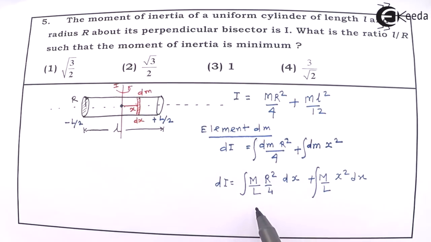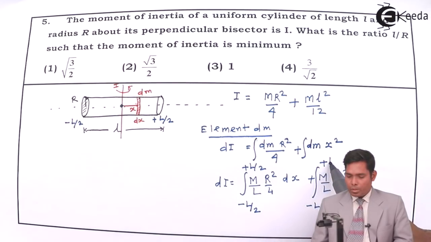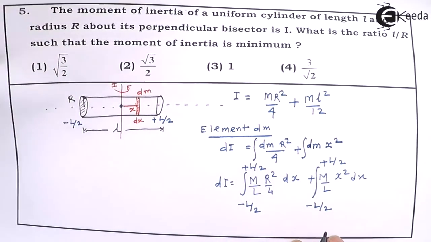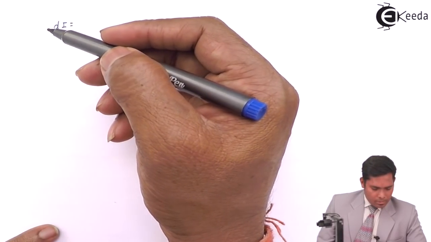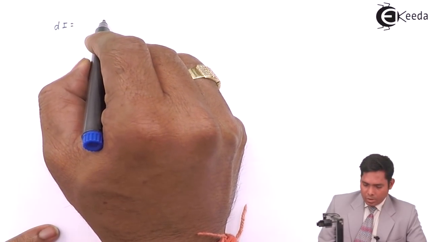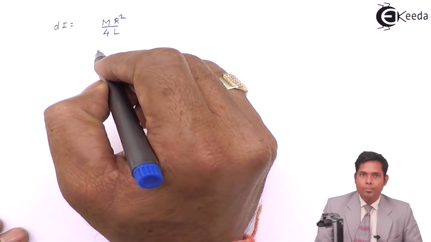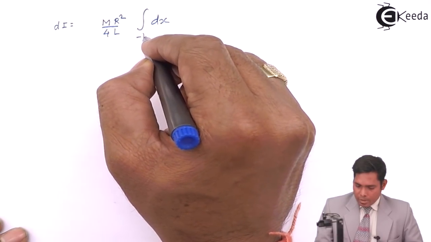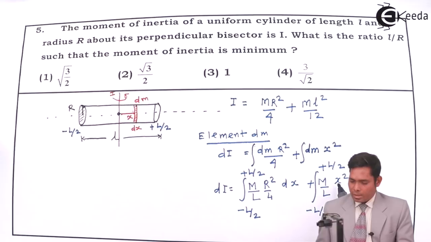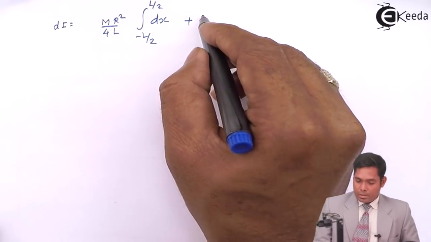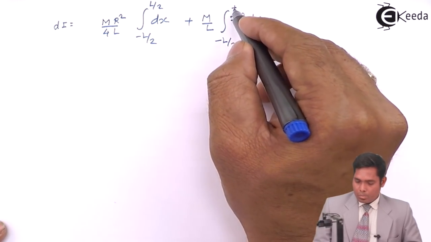This we have to integrate from minus L by 2 to plus L by 2. Let us move to the next page and see. Now dI comes out to be, I will take whatever is constant outside. I'm just repeating the things. That is M R square by 4L, and inside it is dx, from minus L by 2 to plus L by 2. For the next term, I'm keeping this part outside and taking the integration of dx. So the next part is M by L, the constant goes out, and this is x square dx. Now you have to integrate it from minus L by 2 to plus L by 2.